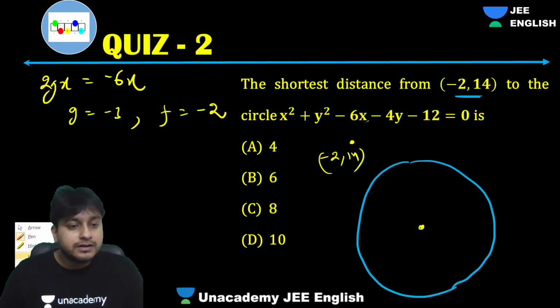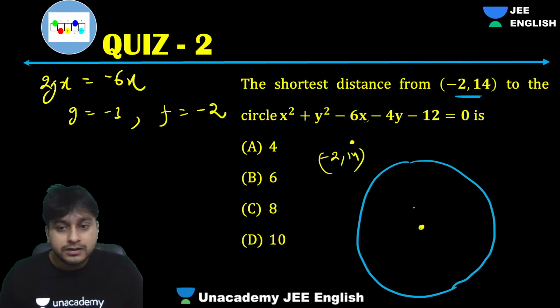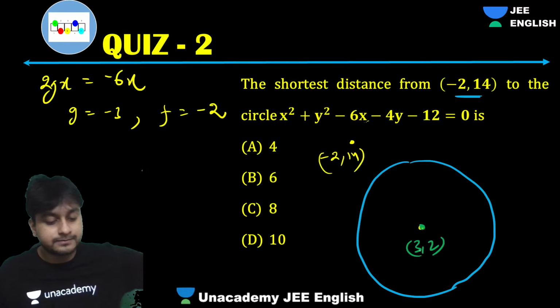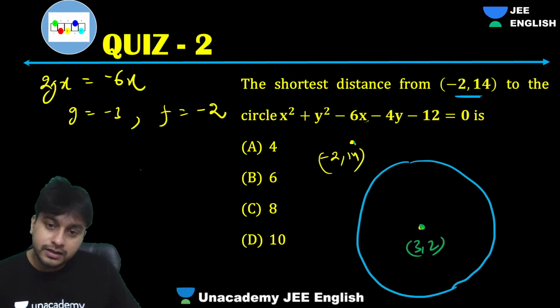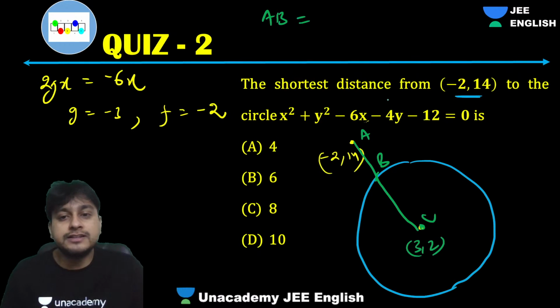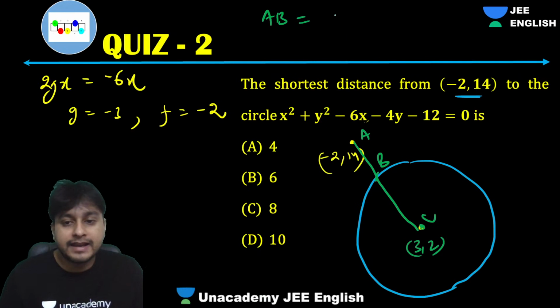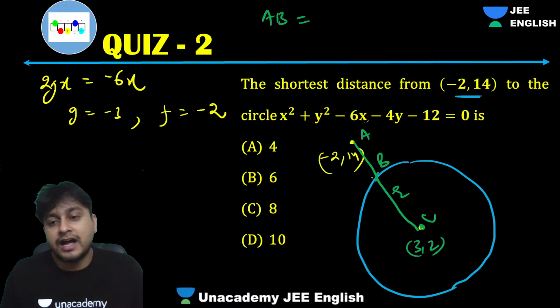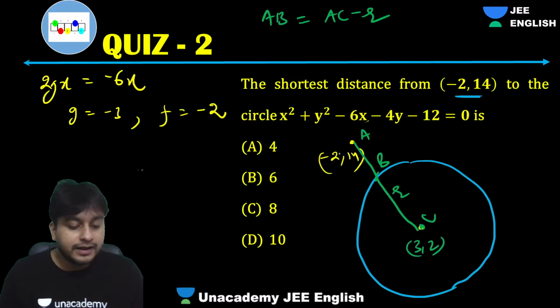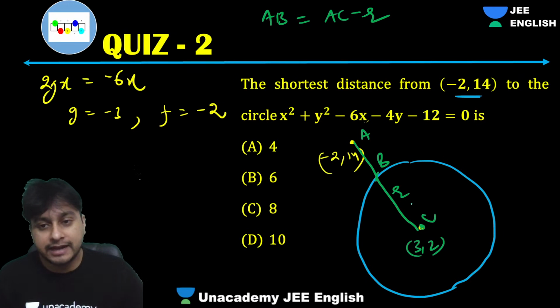So guys, center will be what? Tell me everyone. Center will be minus g comma minus f. That will be 3 comma 2. Great. So guys, let's suppose this is a point A, this is a point B, this is a point C. We need AB, the shortest distance. Can I say AB will be AC minus R, AC minus the radius? Tell me everyone. So let's calculate the distance AC.